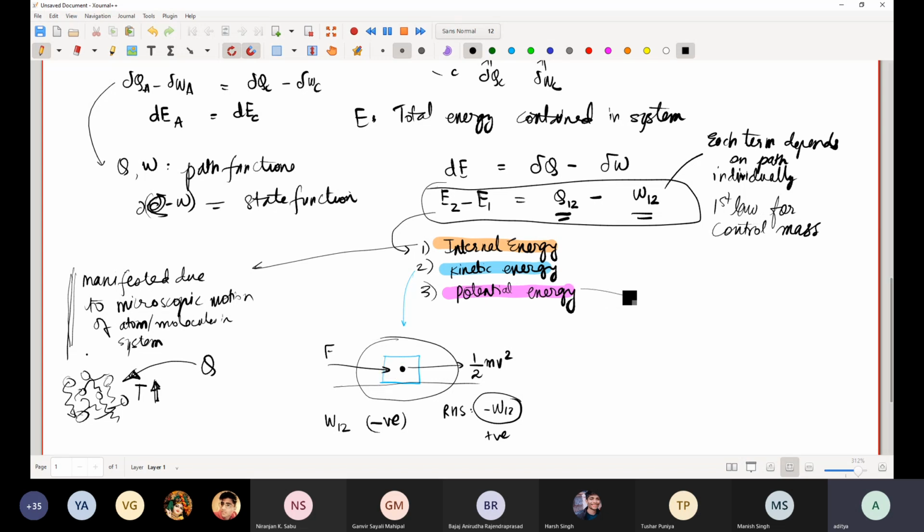Similarly, what about potential energy? Say you have a block, you do work on the system, and suppose by doing work on the system you are able to lift this mass. Then what does it mean? Just give me a moment.